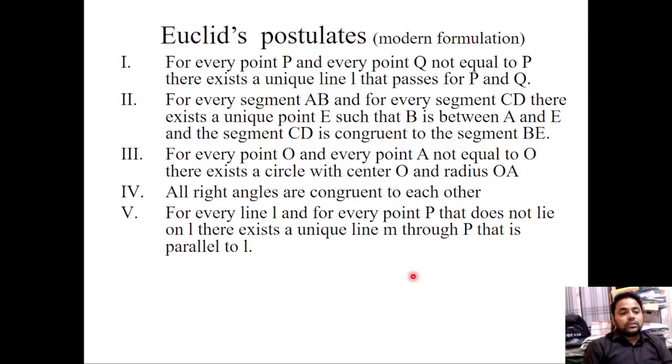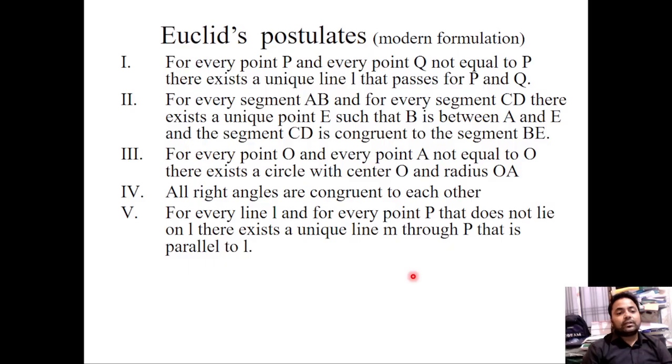Now here the 5 important points are mentioned. For every point P and every point Q not equal to P, there exists a unique line l that passes through P and Q. For every segment AB and for every segment CD, there exists a unique point E such that B is between A and E, and the segment CD is congruent to segment BE.